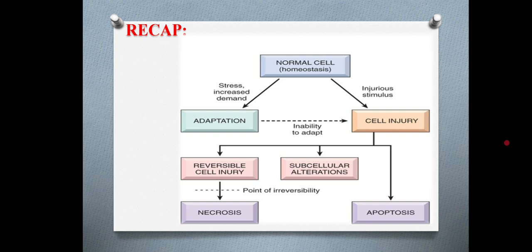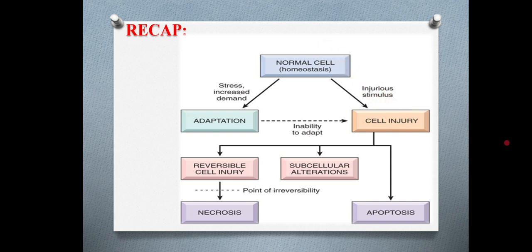But what we want to talk about here is, what if this cell fails to adapt? It's written inability to adapt. What will happen? The cell will end up being injured, and you can see it's written cell injury. I want to caution you that sometimes a cell can move directly from normal to injured without undergoing adaptation. For example, if someone just pours acid on you, do you think your cells will start adapting? No, they'll go directly into cellular injury, and you can see this arrow pointing straight to cell injury.